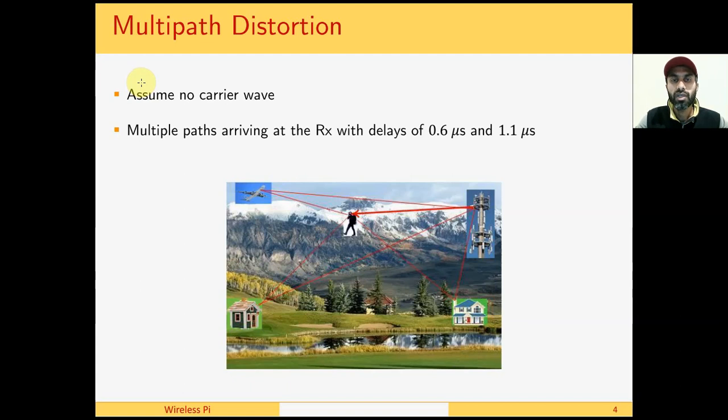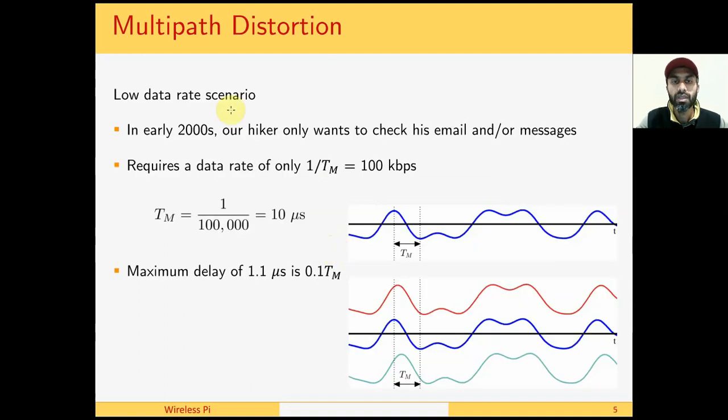Next, we move to small scale fading that manifests itself in the form of multipath distortion. To understand this concept, we start with assuming no carrier wave. Take an example of a hiker who is climbing the mountain and the signal is coming to his mobile from multiple paths. In this example, we will consider three paths: a direct path, a reflection with a delay of 0.6 microsecond, and another reflection with a delay of 1.1 microseconds.